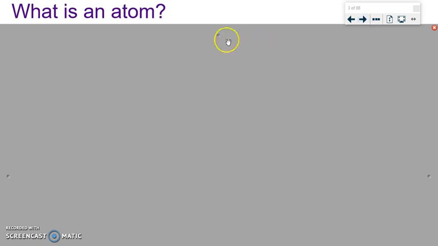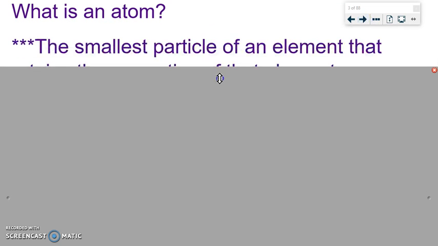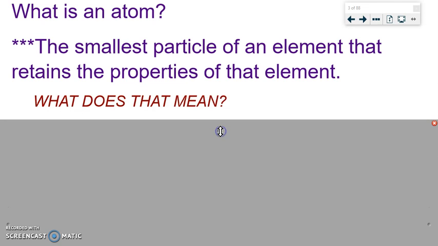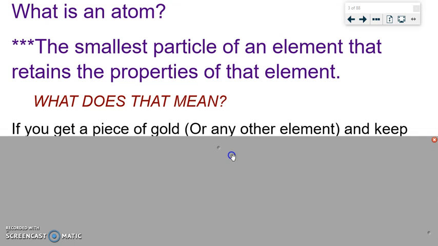All right, so what is an atom? So an atom, here's the definition. It's the smallest particle of an element that retains the properties of that element. So if you're reading in your textbook, this is the definition you're going to see. But what does that actually mean in English?